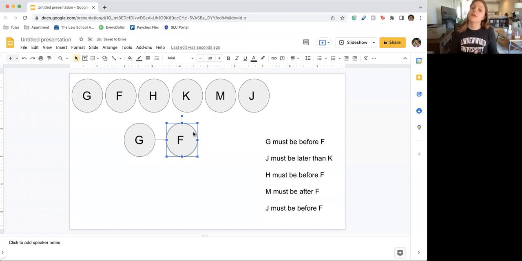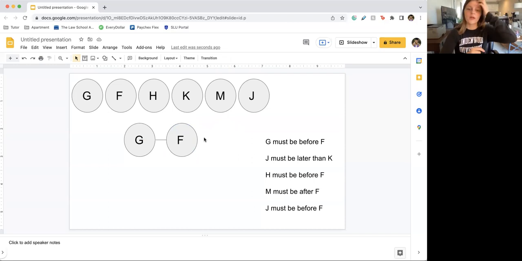When it gives you something like it must be immediately before or immediately after, that's where we can combine our circles together and do G and F in one circle or something like that. But this rule is only telling me that it has to be before F. And so I'm just going to chain them, and I'm thinking of it kind of like an accordion. It can be as far apart or as close together. So that's our rule 1.